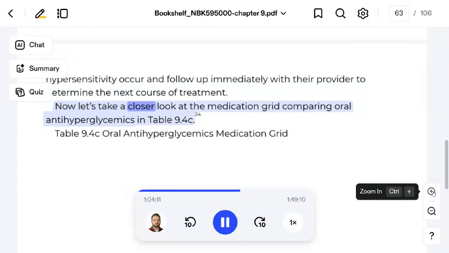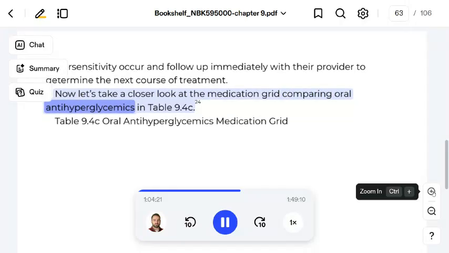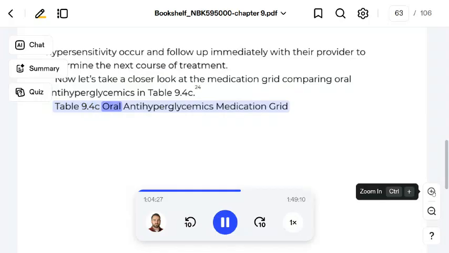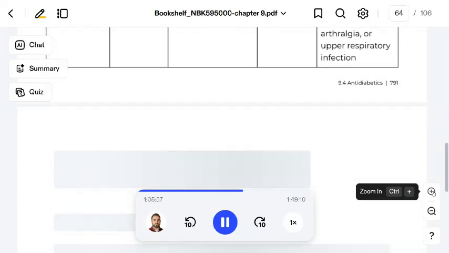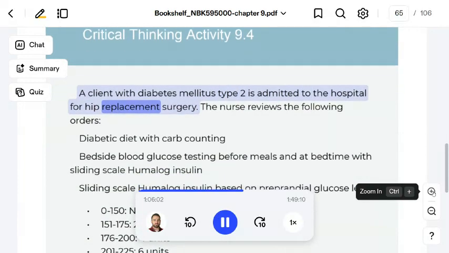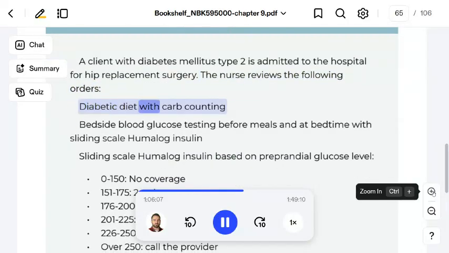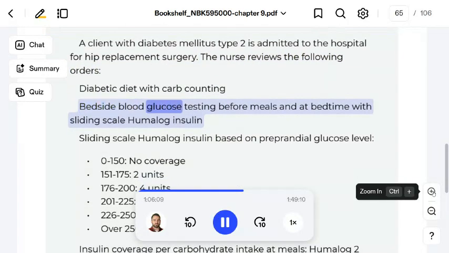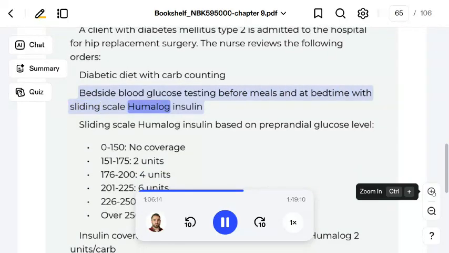Now, let's take a closer look at the medication grid comparing oral anti-hyperglycemics in Table 9.4c. Table 9.4c Oral anti-hyperglycemics medication grid. A client with diabetes mellitus type 2 is admitted to the hospital for hip replacement surgery. The nurse reviews the following orders: diabetic diet with carb counting, bedside blood glucose testing before meals and at bedtime with sliding scale Humalog insulin.